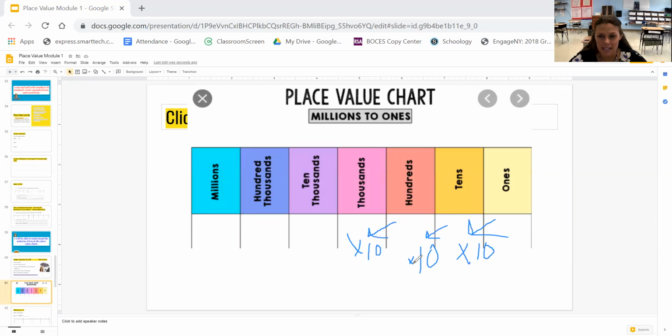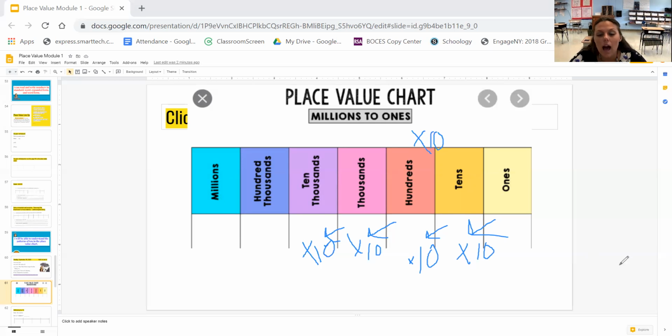That doesn't mean by 10. It's not like we're adding 10. It means we're multiplying by 10. So for example, 10 times 10 equals 100. So to go from the tens place to the hundreds place, you multiply by 10. And it continues on in our place value chart. So for example, to go from the thousands place to the 10,000s place, you're multiplying by 10. Each place value, as it gets bigger, it multiplies by 10.